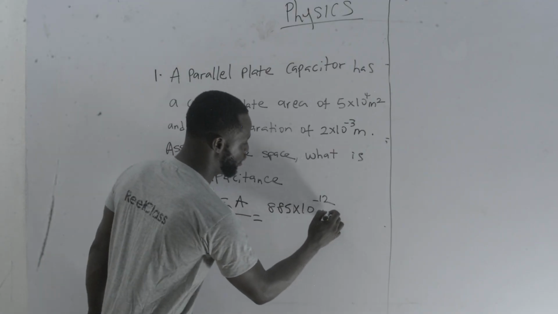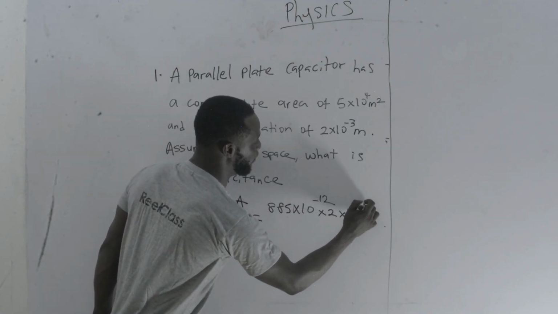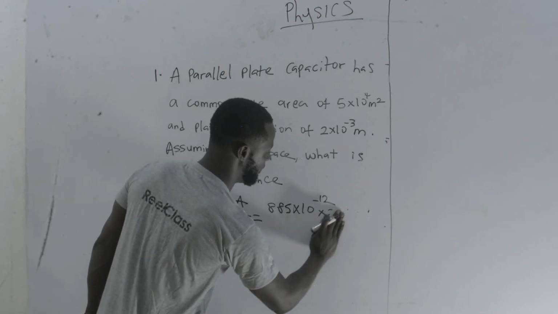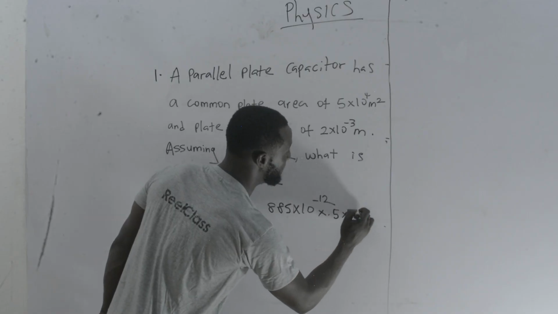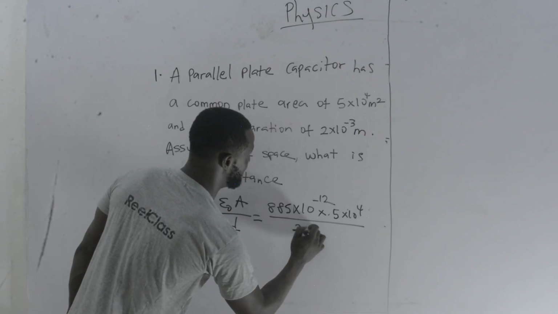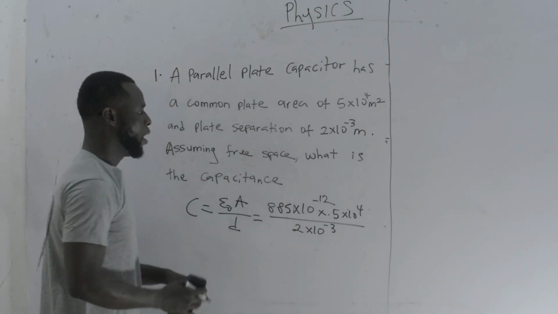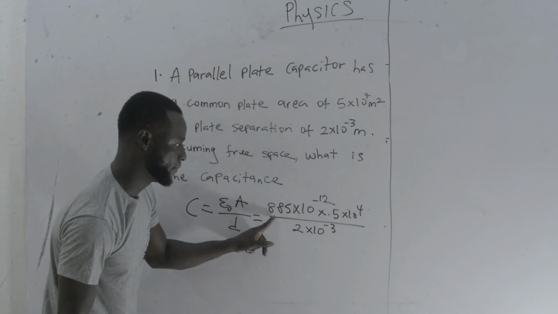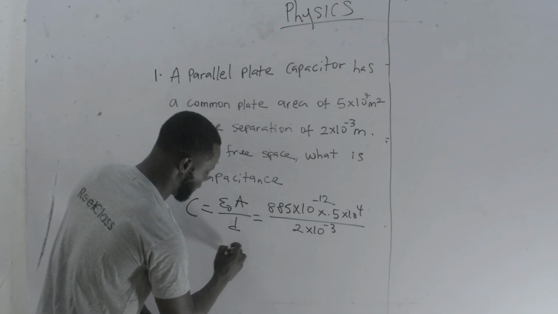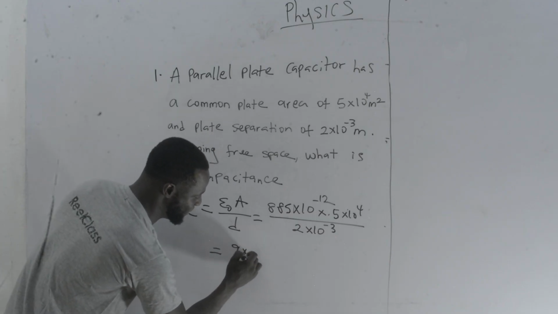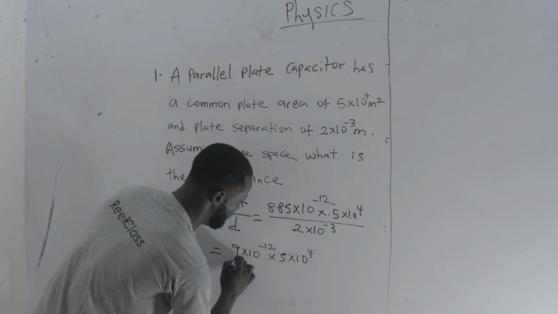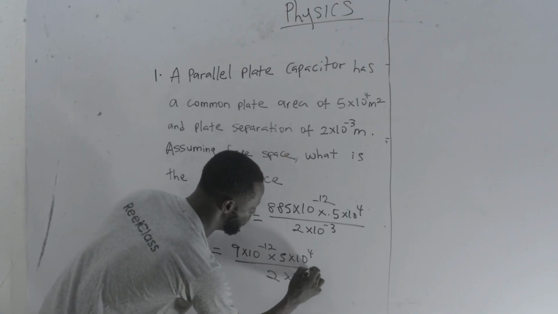Then the area is, sorry, the area is 5 times 10 to the power 4 divided by the distance, which is 2 times 10 to the power minus 3. We can just approximate this value to 9. Most times, JAMB will approximate this value to 9 if they give you. So we can approximate it to 9 so that we have 9 times 10 raised to the power minus 12 times 5 times 10 raised to the power 4 divided by 2 times 10 raised to the power minus 3.